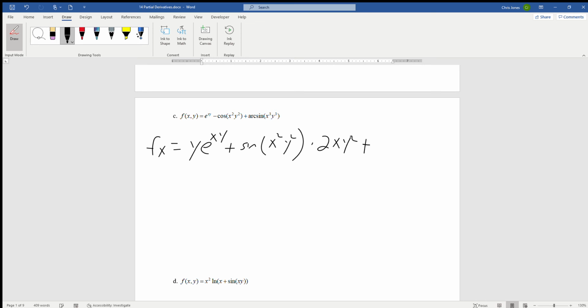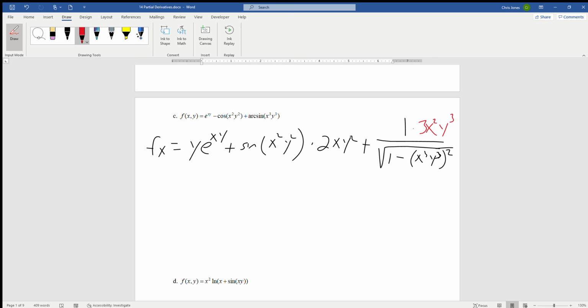Finally, derivative of arcsine, remember that's 1 over the square root of 1 minus whatever's inside of that function, squared. All right, so that's x cubed y cubed. But then we have to multiply it by the derivative of the interior function with respect to x. So it's going to be 3x squared y cubed.